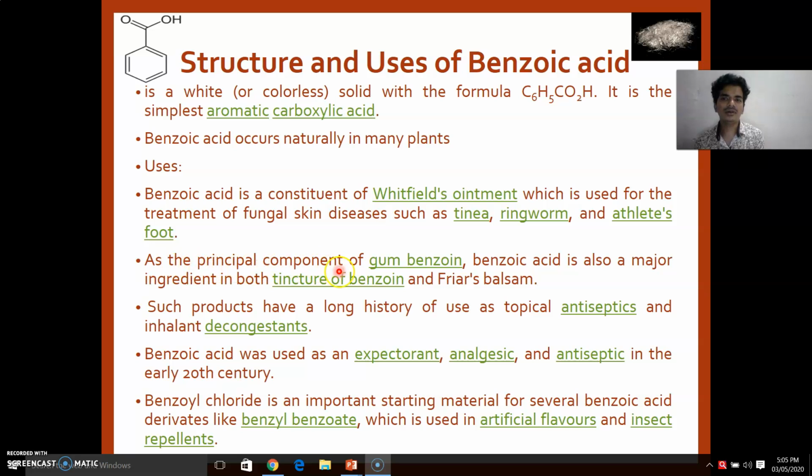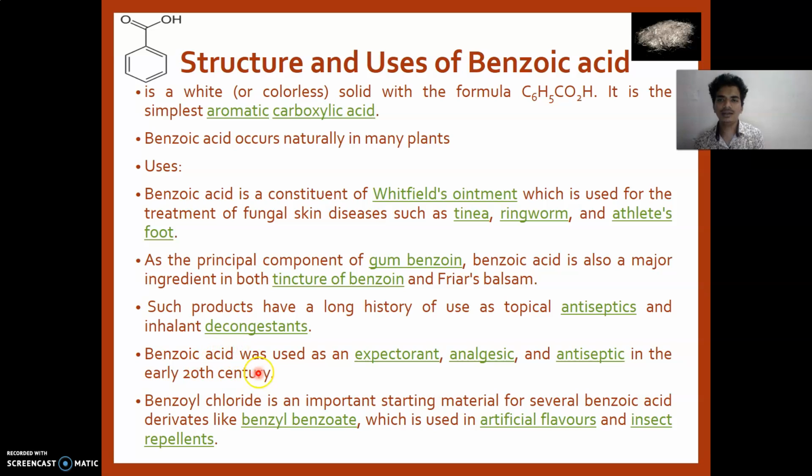Then, as a principal component, gum benzoin is a major ingredient of tincture of benzoin, used in products along with a history as a topical antiseptic, and as a decongestant. Benzoic acid is also used in expectorants, analgesics, and antiseptics. In the 20th century, benzyl chloride was an important starting material for benzoic acid and derivatives like benzoates, used in artificial flavoring and insect repellent. So there are lots of uses of benzoic acid.